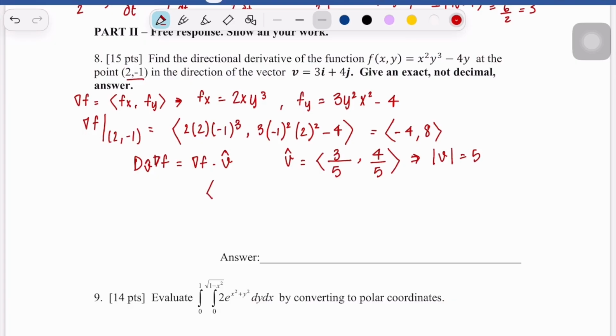So negative 4 times 3 over 5, that's going to be negative 12 over 5, and then plus 8 times 4, that's 32 over 5. That's going to be 32 minus 12, 20 over 5, and that's just 4. Okay.